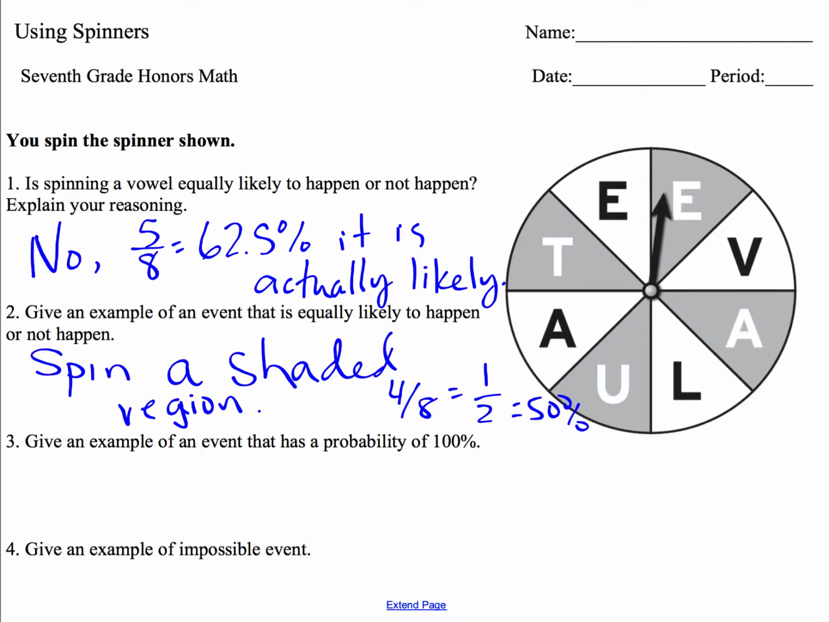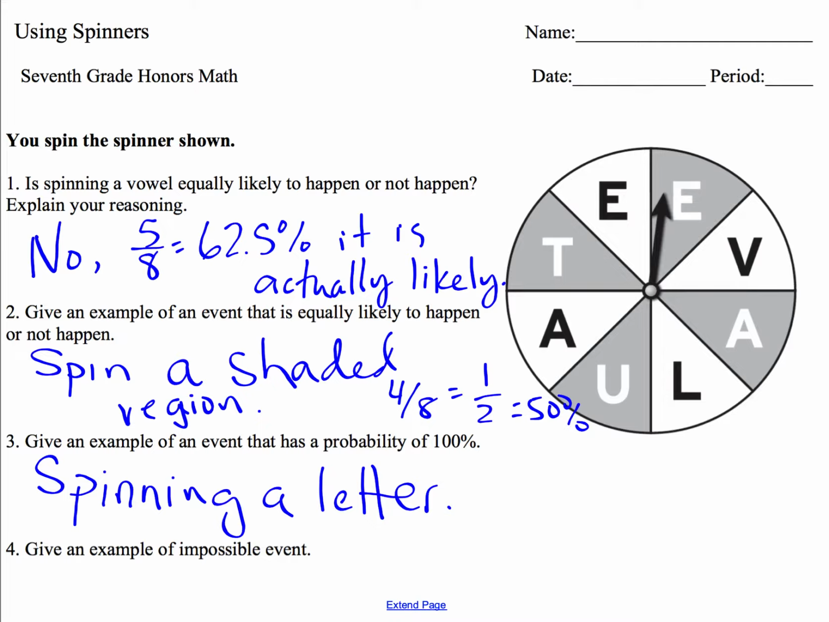3, give an example of an event that has a probability of 100%. Okay, looking at this spinner here, something that has a probability of 100% would be, well, each section has a letter on it, so we want this to be guaranteed to happen. So we're going to say spinning a letter. Because then, evaluate, either of those letters, if you spin it, it is spinning a letter.